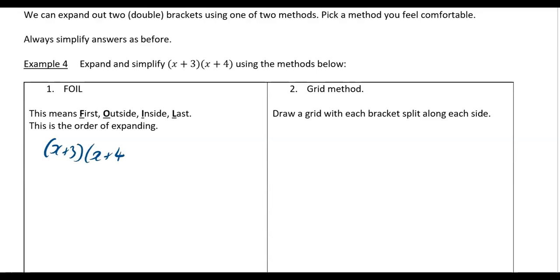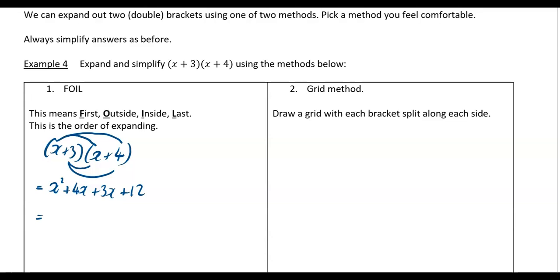Okay, write down the question or the expression, and we're going to work down the page. We're going to do our first, so that means x times x. That's your first one, first times the first. The outside, so the x times the 4, and then we're going to do the inside, so the 3 times the x, and then the last, the 3 times the 4. So the x times the x gives you x squared, the x times the 4 gives you 4x, the 3 times the x gives you 3x, and the 3 times the 4 gives you 12.